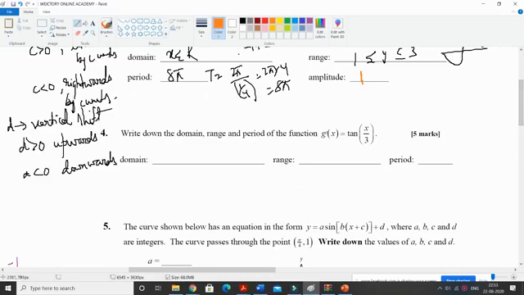Write down the domain, range and period of g(x) equal to tan(x over 3). So domain: is there any x value for which tan x does not exist? There is. What happens is that g(x) you can write as sin(x over 3) over cos(x over 3), right? So wherever this cos function gives you 0, at those values the function will not exist. So we need to just subtract those values where cos(x over 3) becomes 0.